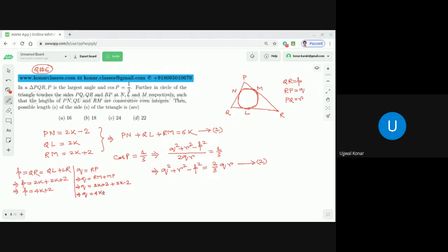Correct, students? And the last value we are going to find is the value of R. So R is equal to what? R is equal to PQ.